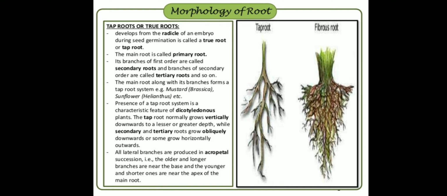And so on. The main root along with its branches forms a tap root system, and such a root you can see in sunflower, mustard, etc. The tap root system is a characteristic feature of dicotyledonous plants. The tap root normally grows vertically downwards to a lesser or greater depth, while secondary and tertiary roots grow obliquely, or some grow horizontally outwards. All lateral branches are produced in acropetal succession, that is, the older and longer branches are near the base and the younger and shorter ones are near the apex of the main root.